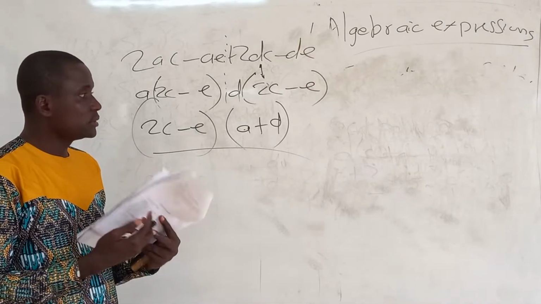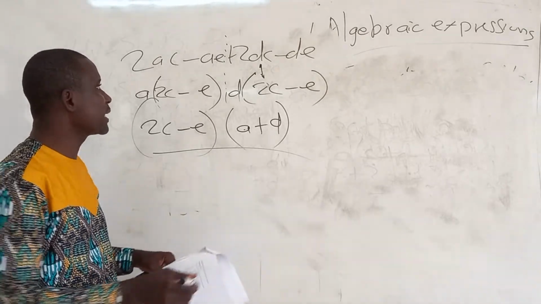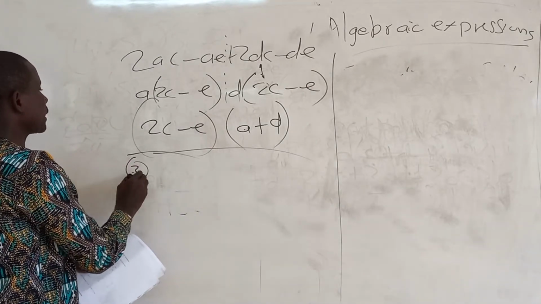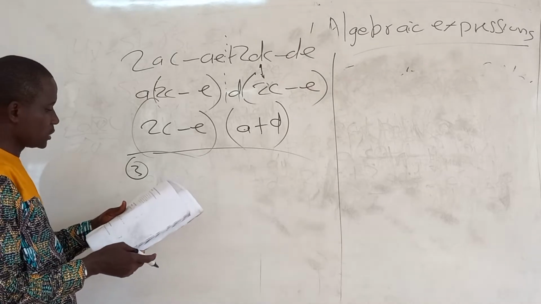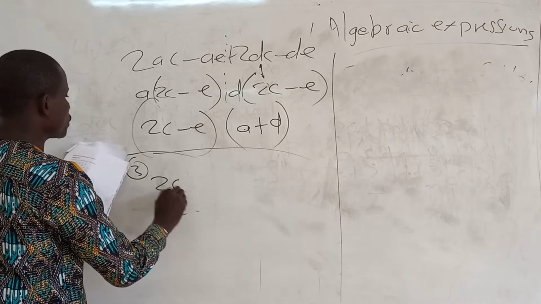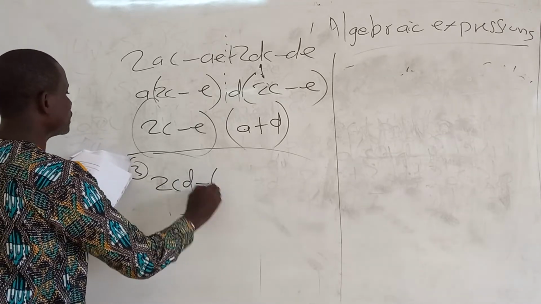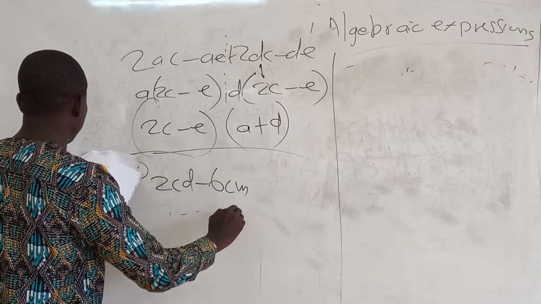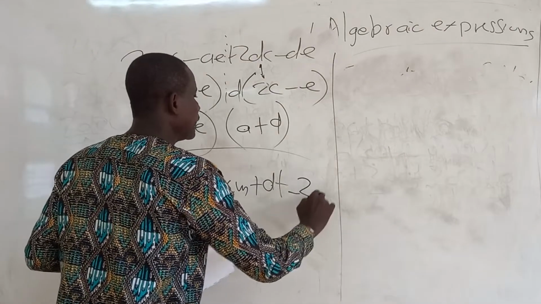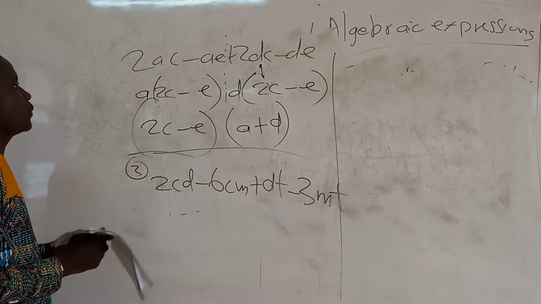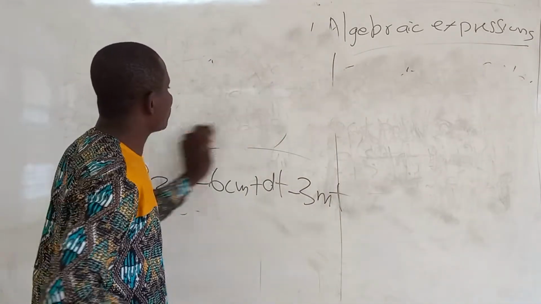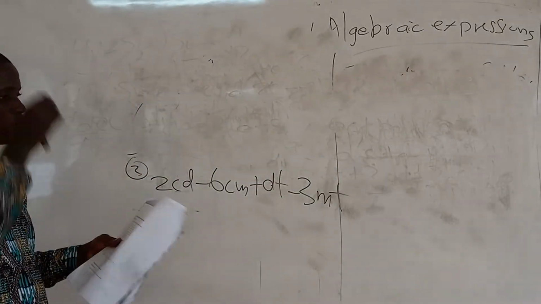So I want us to look at another example under that. Let's look at example 3. What is it? We have 2CD plus 6cm plus dt minus 3mt. And we are asked to factorize it. So how do we go about it?